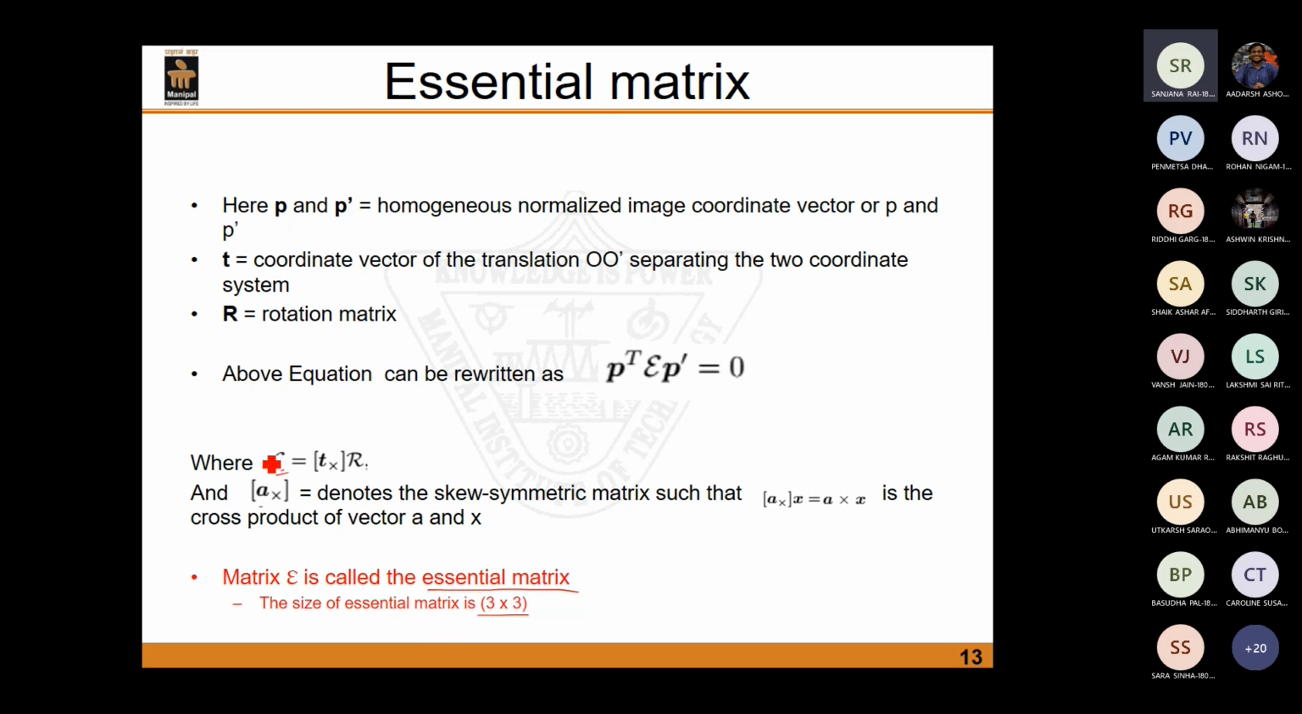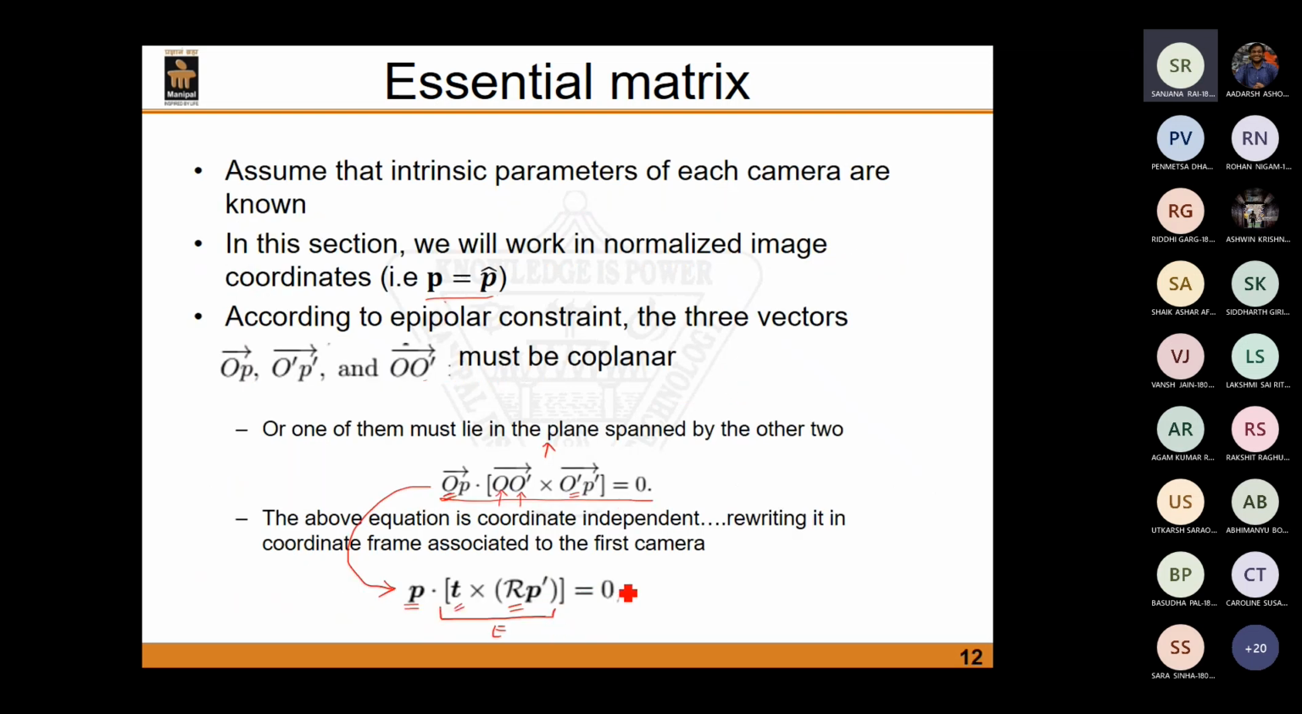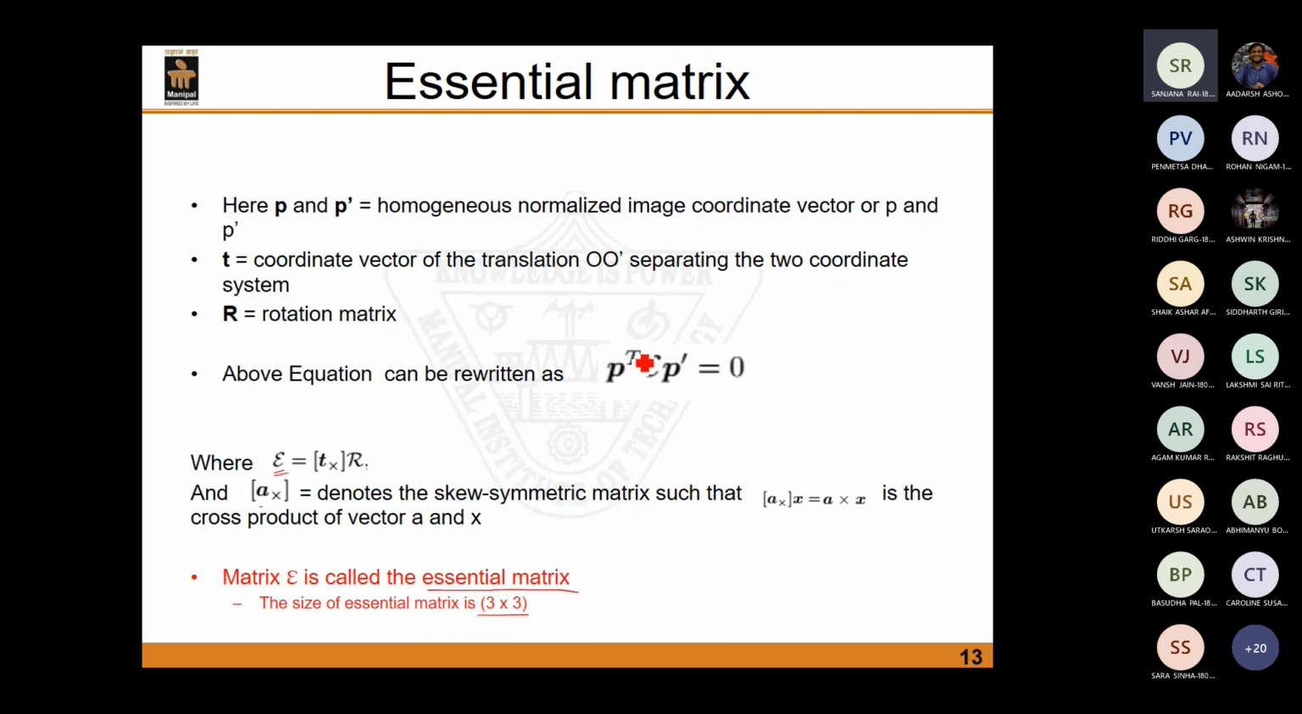So once you have this matrix here, that previous equation you can write in this form. That is, I can write it as P transpose E P dash is equal to 0. That is, this whole formula that you have can be translated as shown over here. I can write it as P transpose E P dash is equal to 0, where this E is nothing but the essential matrix, which makes use of the skew symmetric matrix.